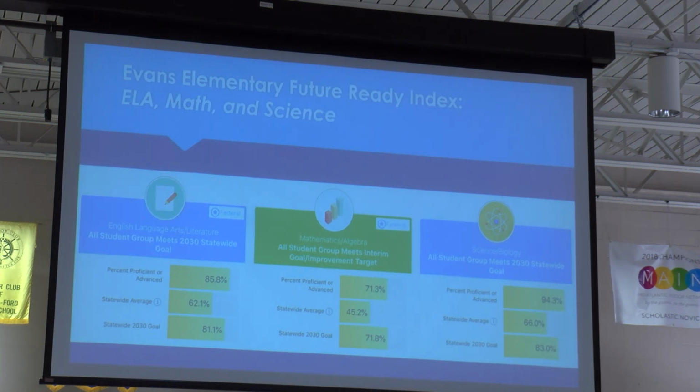When we look in comparison to the state average, again, we are seeing that our English Language Arts and our biology are exceeding that 2030 target already, and that they are very closely approaching the 2030 target for math and are only off by 0.5 percentage point to meeting that.